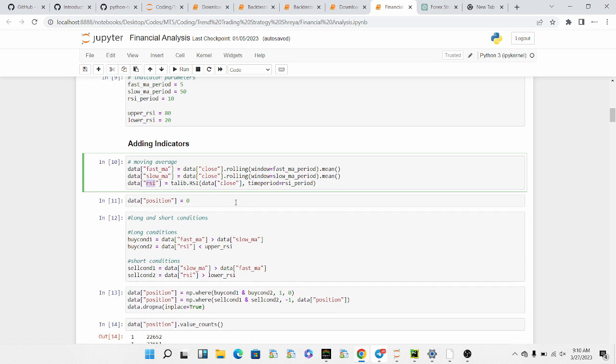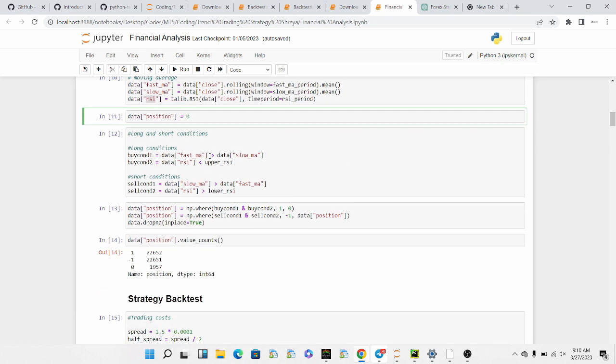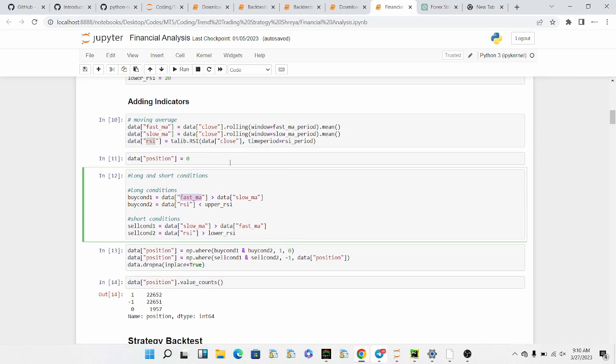So we created our position, and that position is currently set to 0. And these are our current conditions. For the long condition section, which is the condition required to enter into a buy position, we want to make sure that the fast SMA, which is the 5-period SMA, is greater than the slow SMA, which is the 50-period SMA.